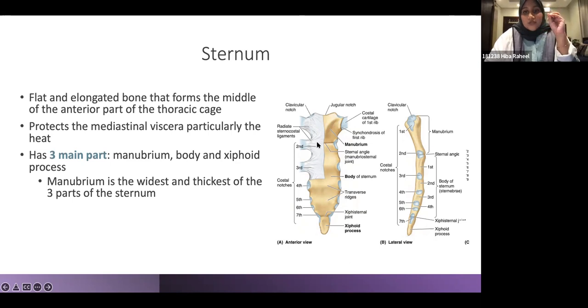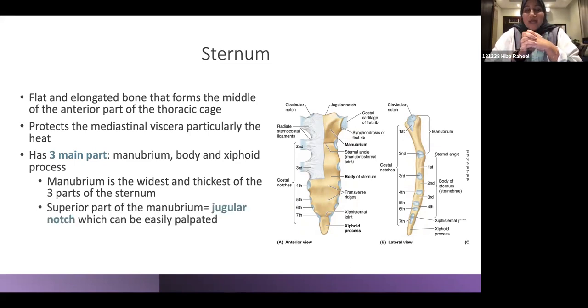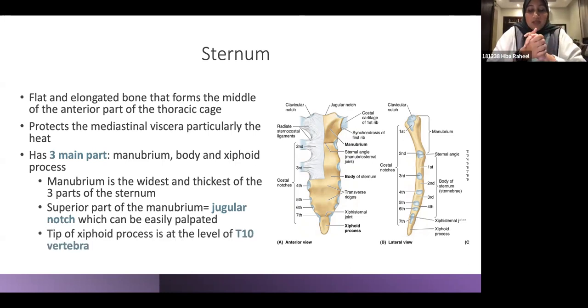The manubrium, which is the topmost part, is the widest and the thickest of all the three parts. And you can actually feel it here. If you put your hand here, you can feel it. One special thing about the manubrium is that it forms the jugular notch, which is very important when you're doing your physical examination. As part of your professional sessions, it's very important for you to identify where the jugular notch is. If you put your hand right under the base of your throat, you can feel this indentation. That's the jugular notch. And it's the manubrium that forms it, the superior part of the manubrium.